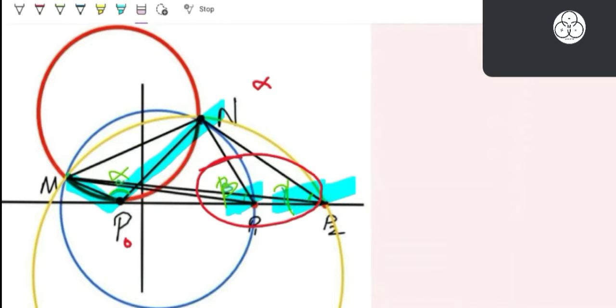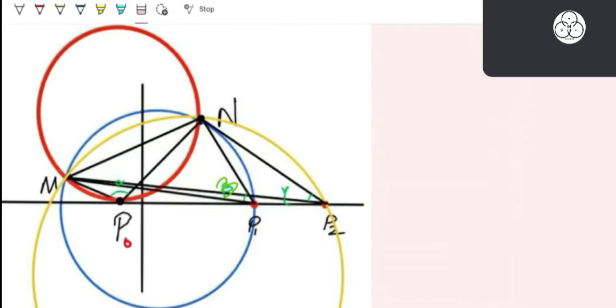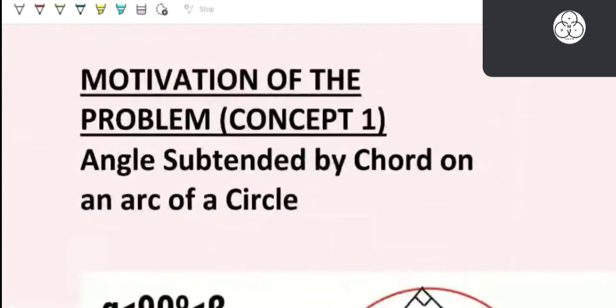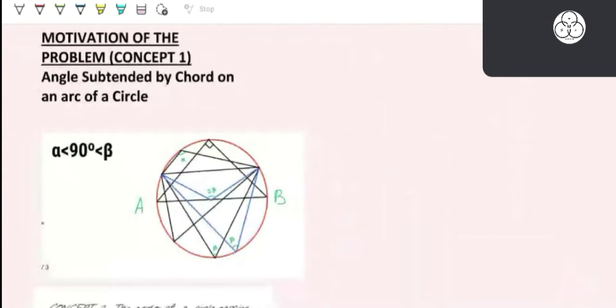This is indeed the motivation of the problem. Let's go to the motivation of the problem, because this is the thing that we need to focus on, concept one.